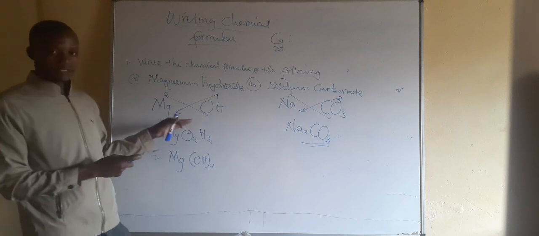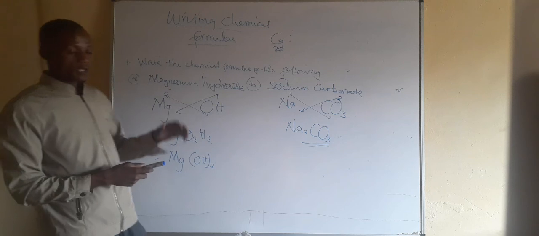Okay, I believe you have seen that these are quite easy things. What is important is knowing the symbols and the valence numbers. And therefore we come to the end of the lesson for today.